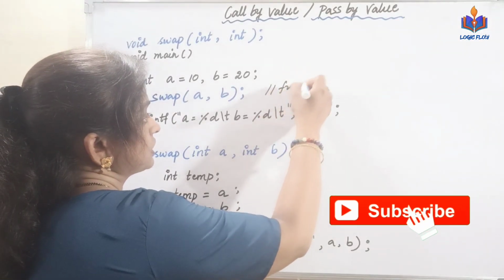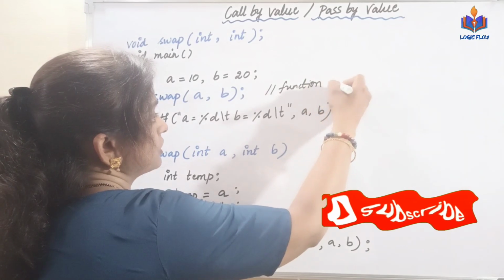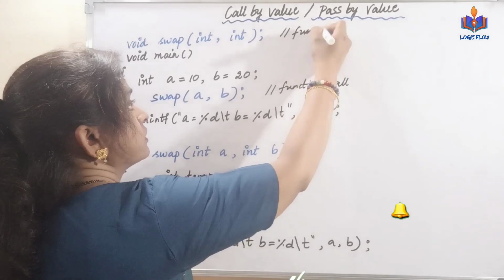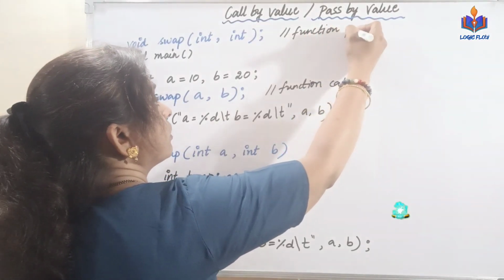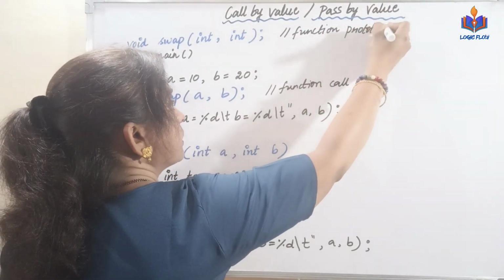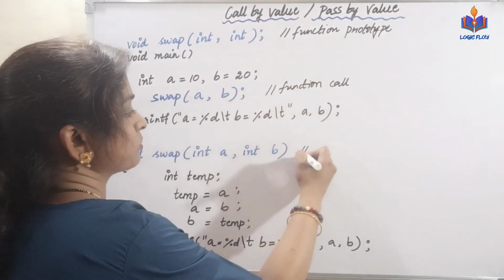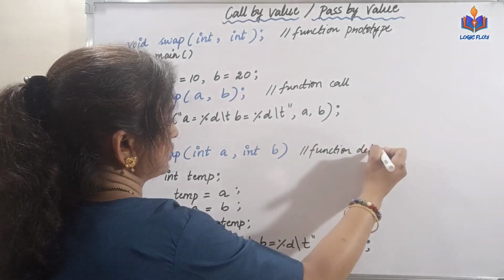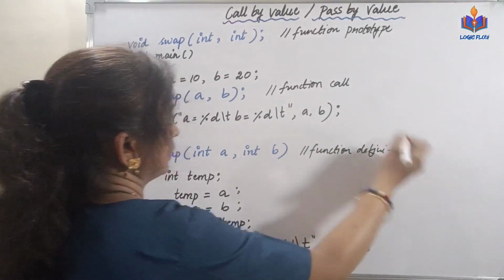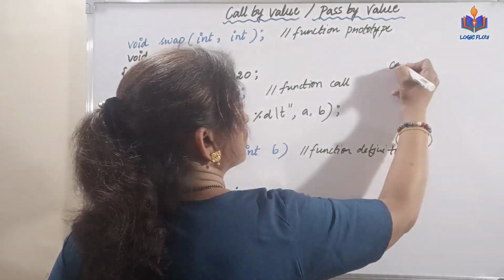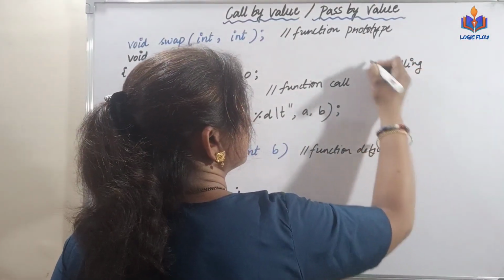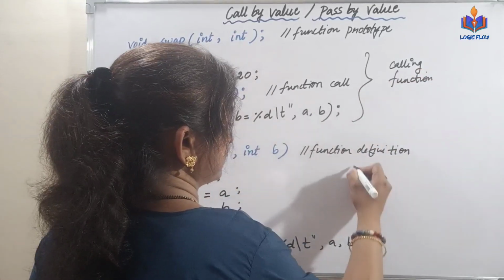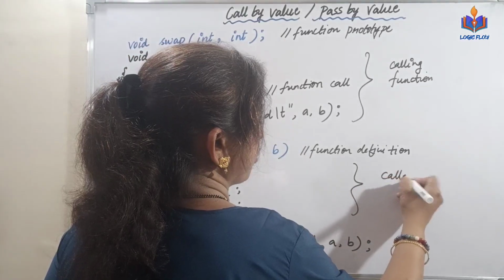These things we all have studied in the previous programs. So this is the function header, or what we call the prototype. This is the function call, and this is the function definition. This is the complete calling function, and this is the called function.